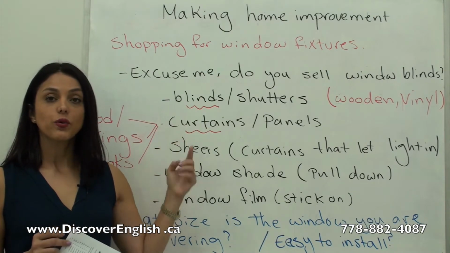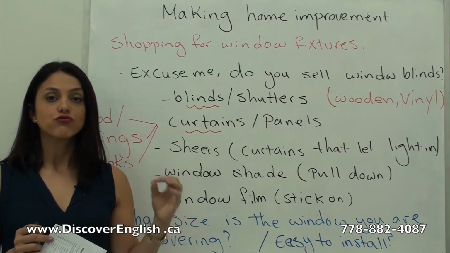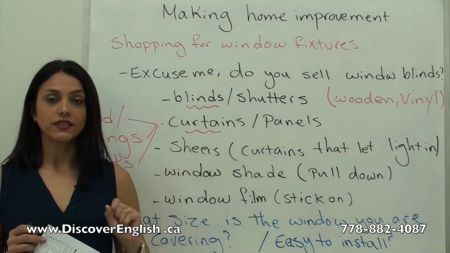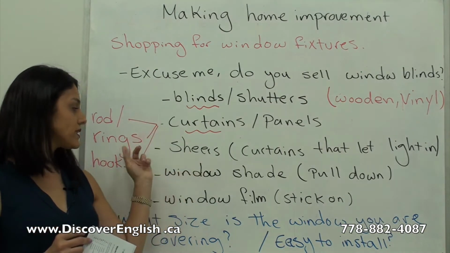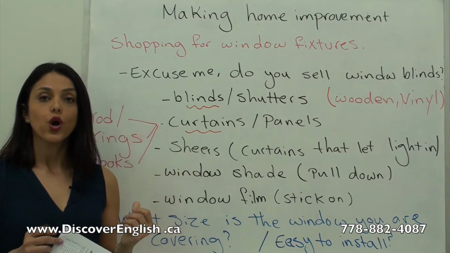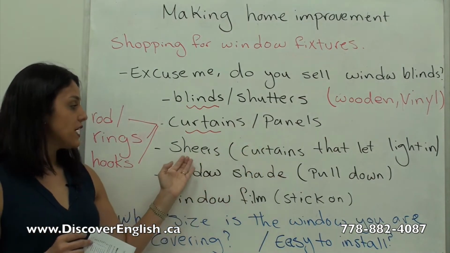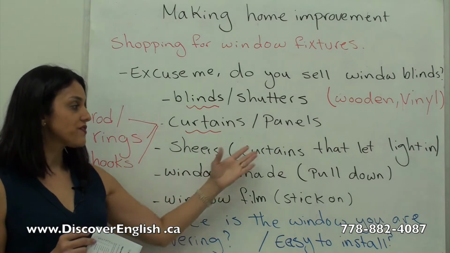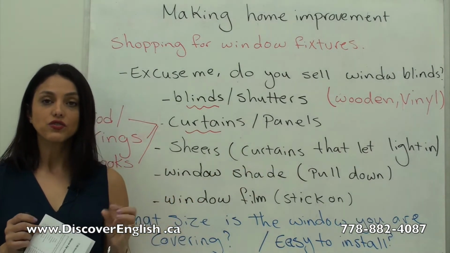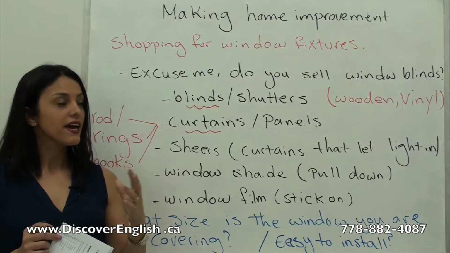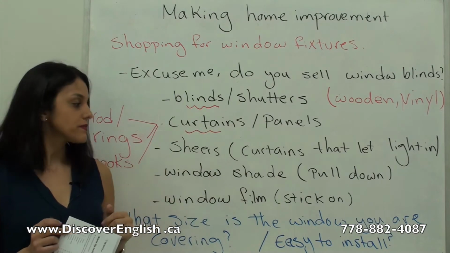Curtain. Whenever you're talking about curtains, you might need a curtain rod to hang the curtain on, right? For hanging the curtain, you might need rings or hooks. And panels, of course. Shears are a sort of curtain that lets light in. It means they're not really thick, they're just thinner, and they let the light in.